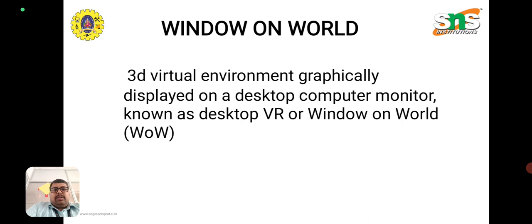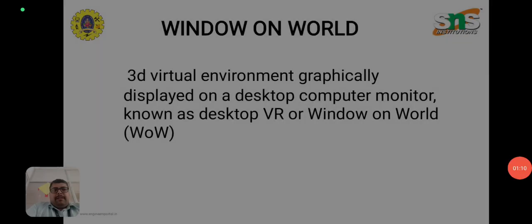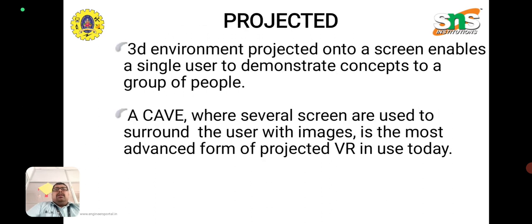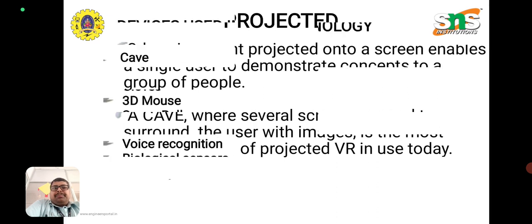Window on world. It is a 3D virtual environment graphically displayed on a desktop computer monitor. It is known as desktop VR or window on world, that is WoW. Projector: the 3D environment is projected onto screens, and a single user demonstrates the concept to a group of people. A CAVE is where several screens are used to surround the user with images. It's the most advanced form of projector VR in use today.